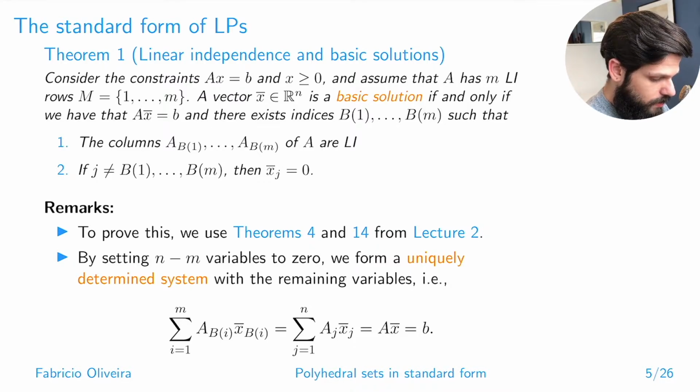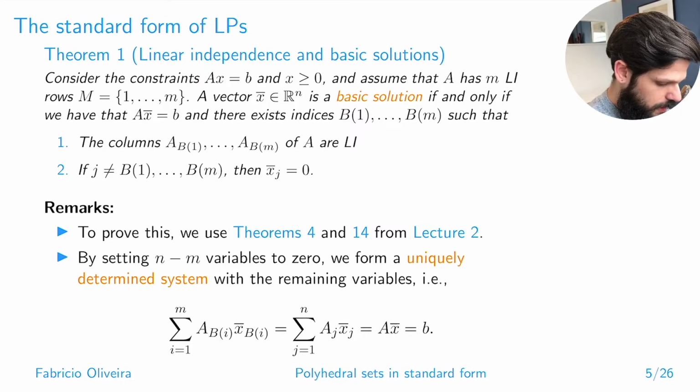So basically, what you're doing is you're leaving m variables for m equations, and then it becomes a uniquely determined system, given that the m rows are linearly independent. So this is what we're seeing here.